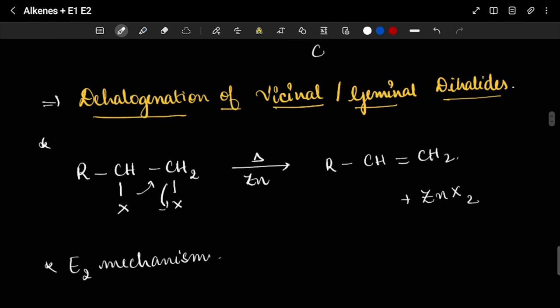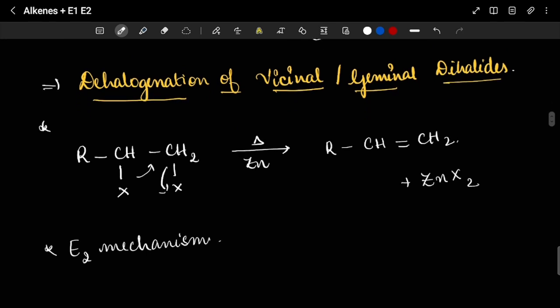Now we have dehalogenation of vicinal or geminal dihalides. What is dehalogenation? Removal of X2 is called dehalogenation. So what are geminal or vicinal dihalides? When the halide groups are present on adjacent carbon atoms like this, carbon, carbon, side by side, and then they have the halogen. So these are called vicinal dihalides.